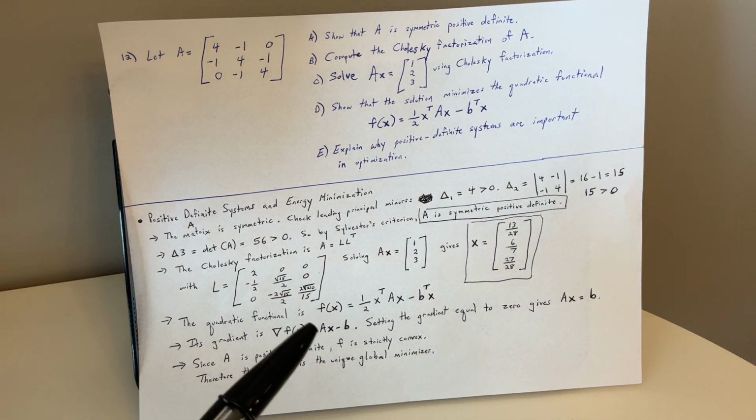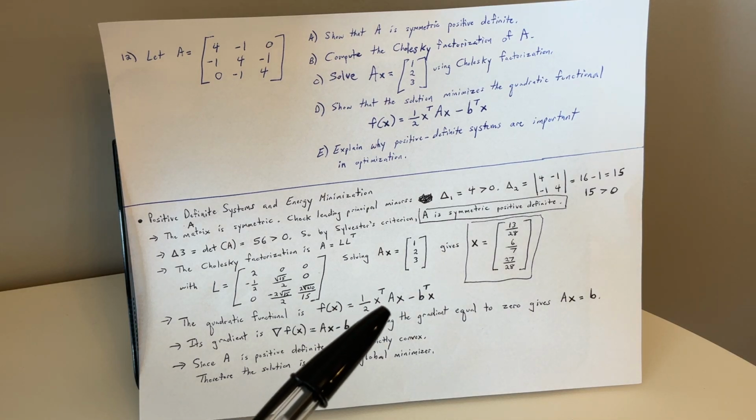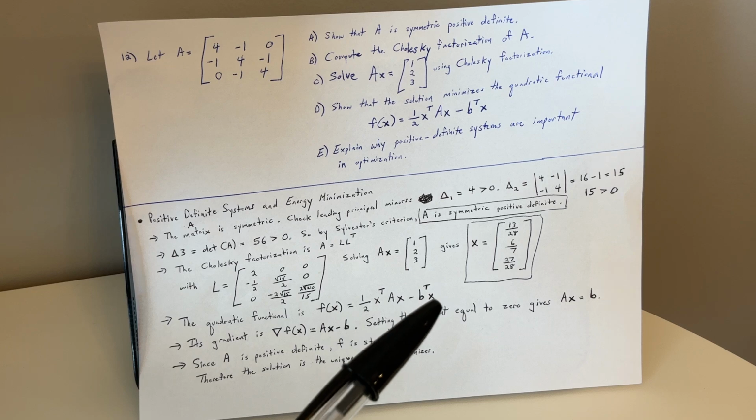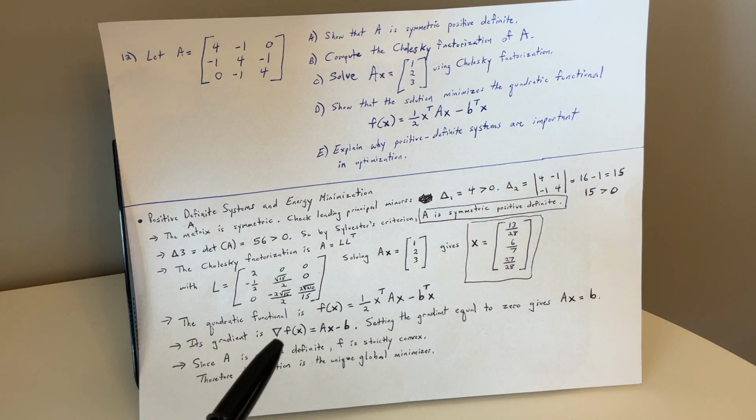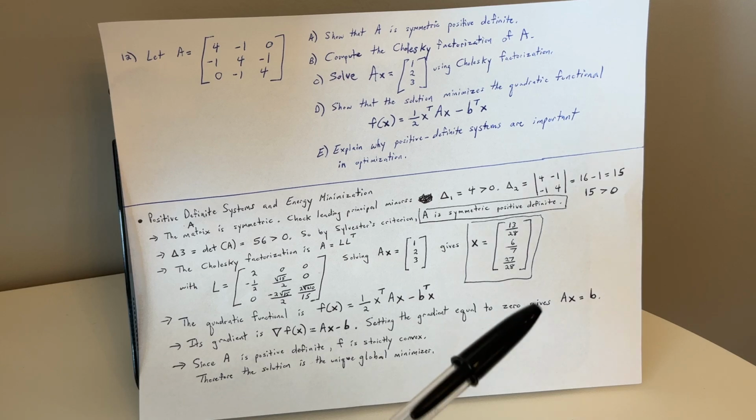The quadratic functional is f of x equals 1/2 x transpose Ax minus b transpose x. The gradient is Ax minus b. Setting the gradient equal to 0 gives Ax equals b. And since A is positive definite, f is strictly convex, and therefore the solution is the unique global minimizer. Okay, that's 12. Moving along to 13.